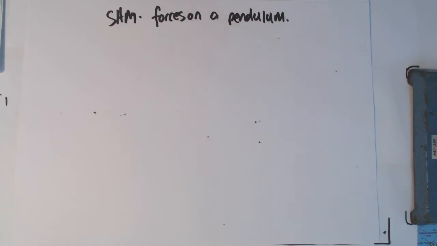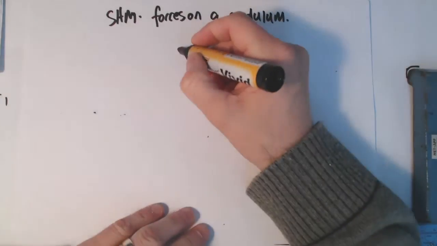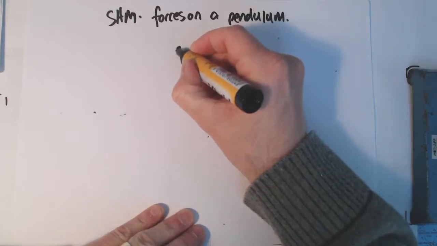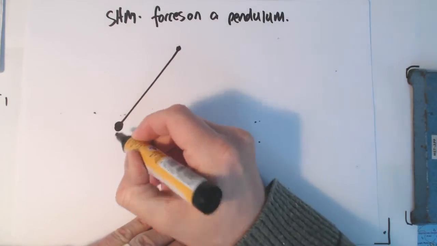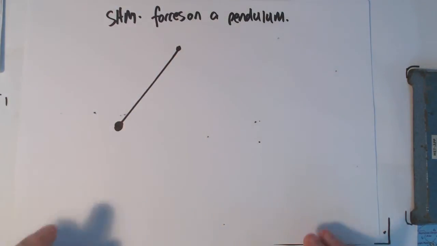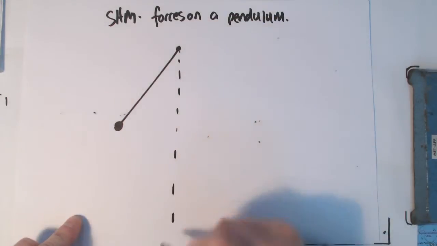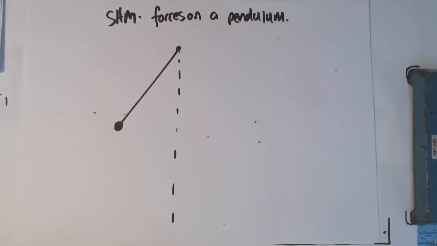What I want to do here is look at the forces on a pendulum, and this is often confused. So we've got a pendulum. At its maximum amplitude, which way is the net force pointing?